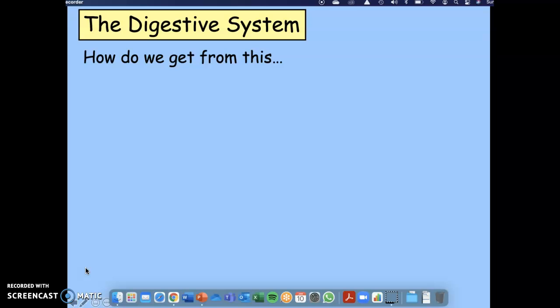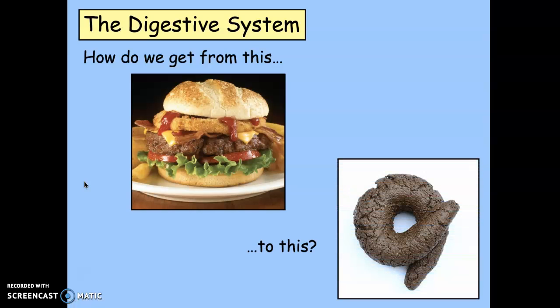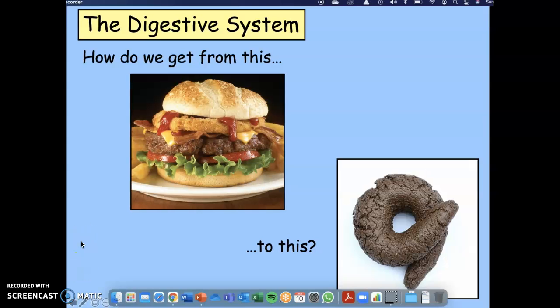So what exactly is the digestive system? Well, the digestive system fundamentally is how we get from this, which is our lovely food that we eat, all the way to our feces, which is what we remove from our body after we have eaten. So today in our lesson we are going to be discovering the journey that food takes from when it enters our body until we remove it as a waste product.